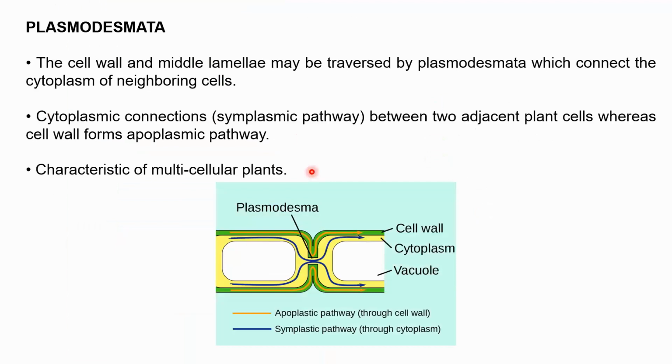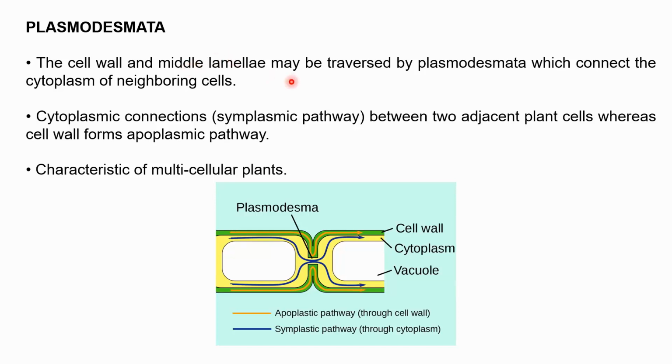The next important structure in the cell wall is the plasmodesmata. As I mentioned when describing animal cells and plant cells, plasmodesmata is a special structure present in plant cells. Plasmodesmata is not present in animal cells. And what is the function of plasmodesmata? It helps in making connections between the two cells, so that the transport of materials can take place from one cell to another cell.